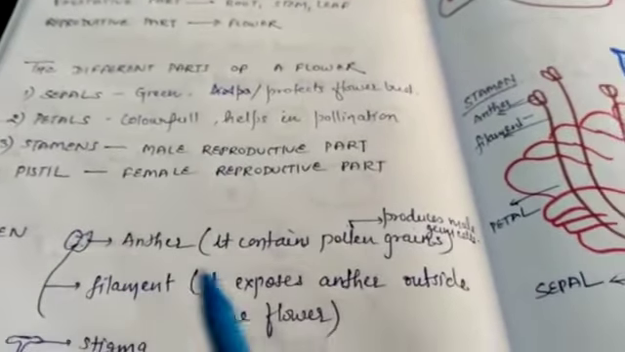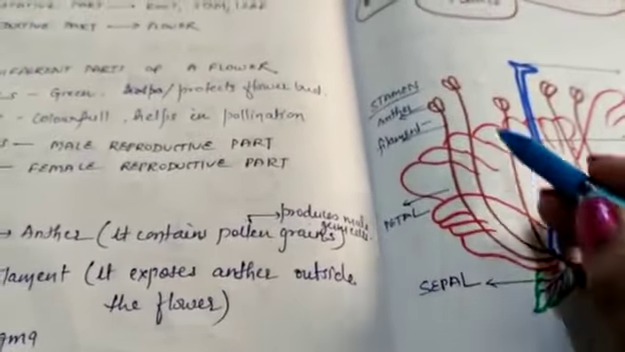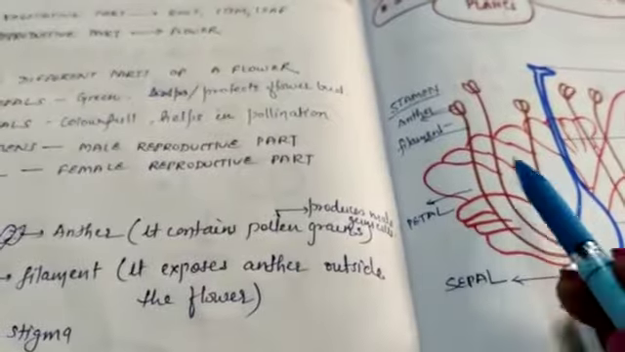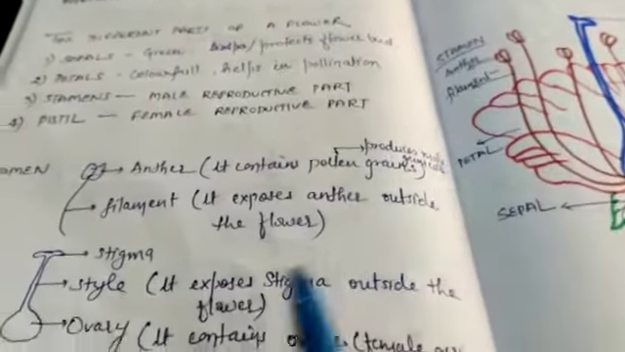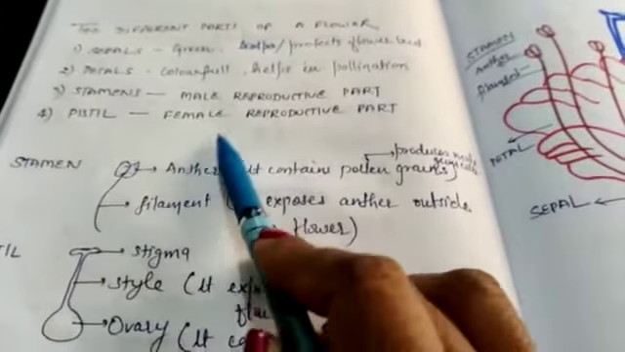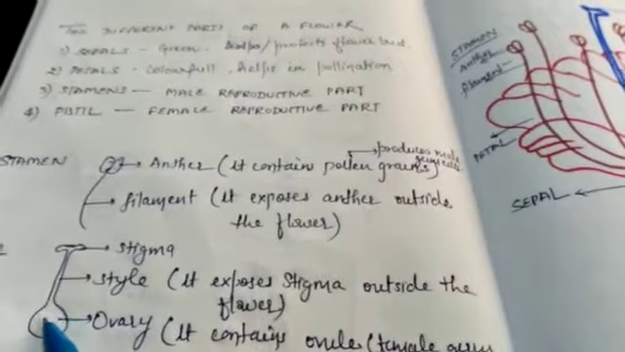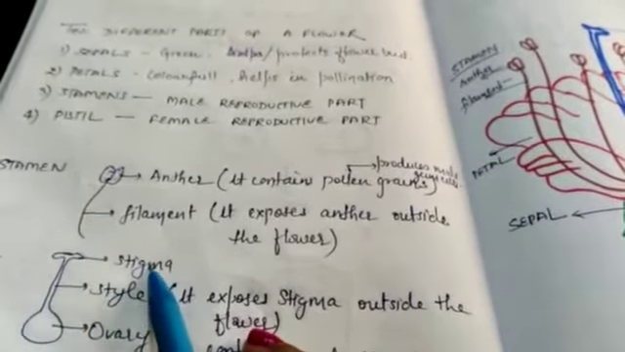Then filament. Filament function is to expose anther outside the flower. आपको पता है filament की वजह से ये बाहर आ गया, right? So function of filament is to expose anther outside the flower. Then next is this one is pistil. This whole is pistil, female reproductive part. So the below one is ovary, then the stalk is style, and the upper one is stigma.